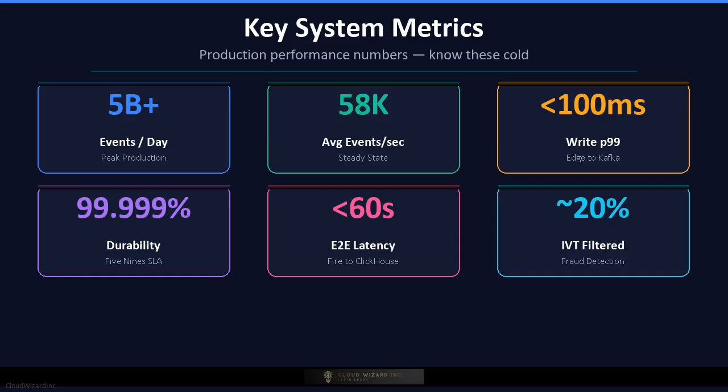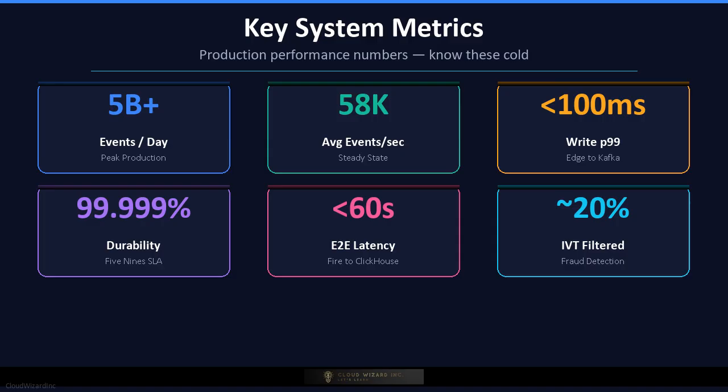Let me give you the headline numbers you need to know cold for any interview on this system. 5 billion plus events per day. That works out to an average of 58,000 events per second, with peak bursts hitting 500,000 per second. Write latency at the 99th percentile is under 100 milliseconds from event fire to Kafka acknowledgement. End-to-end latency from event fire to queryable in ClickHouse is under 60 seconds.